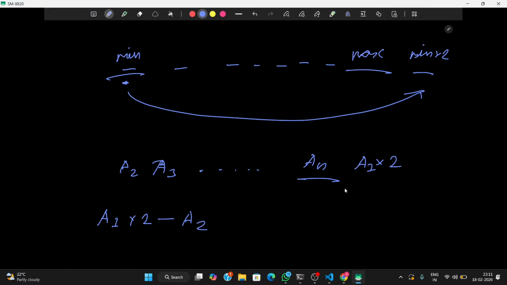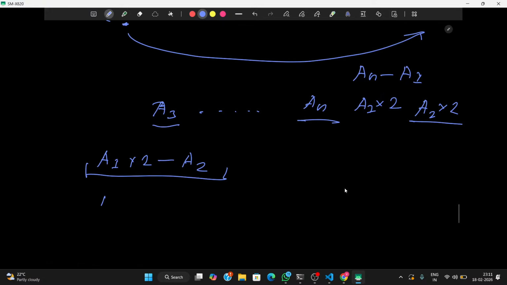This is what the answer has become. So, what we can do is keep the answer as AN minus A1, or we can update the answer as this. Now, again, we can multiply A2 by 2 further, and A2 into 2 will come after A1 in sorted order. Now, the answer will be A2 into 2 minus A3. So, A2 into 2 minus A3 we will do.